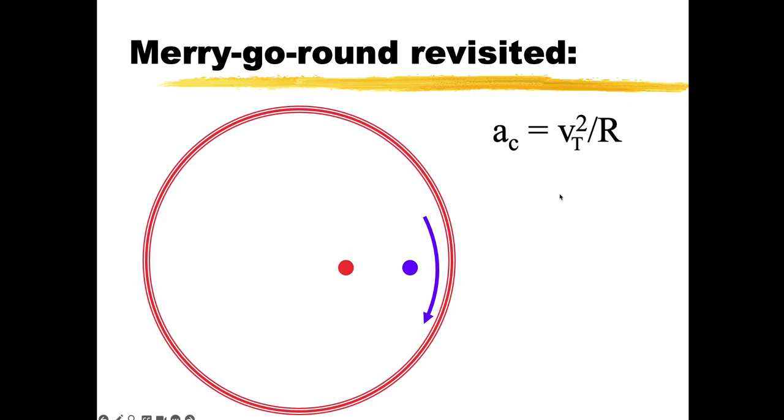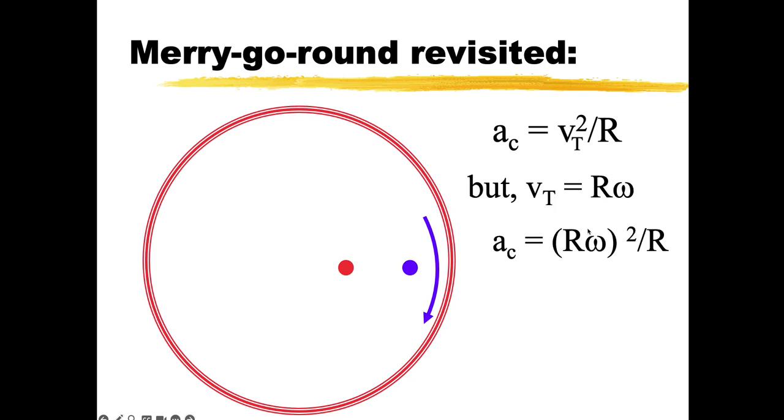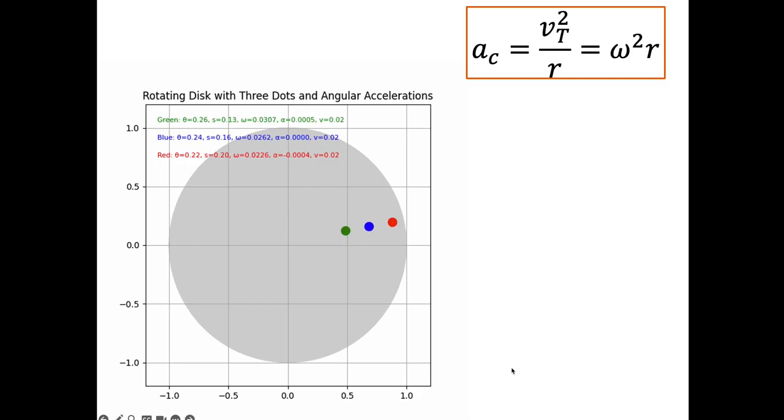So back to the merry-go-round. Centripetal acceleration is this, but we know that tangential velocity, as we just thought through, is also the radius times omega. So I can plug that in here and square both of these terms. Notice there's 2 r's on top, 1 r on bottom, so that divides out. So the centripetal acceleration is equal to omega squared r, the angular velocity squared times the radius, or you can calculate it with the tangential velocity squared over the radius, okay?